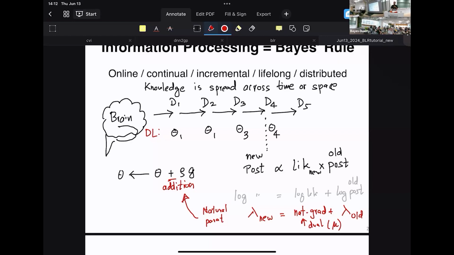So there's kind of a mapping between these things. The addition in this space is also addition in the gradient space. Okay. Any questions on the big picture side?